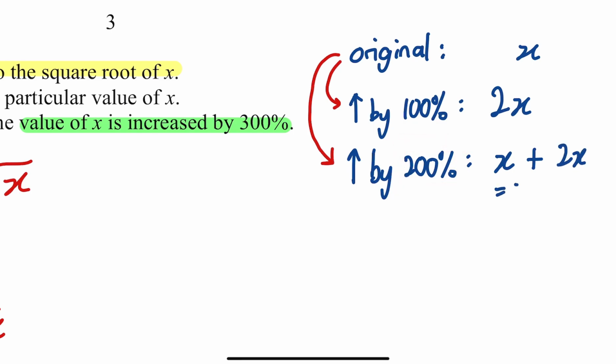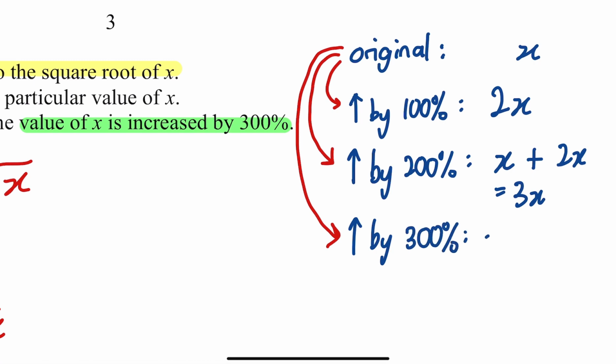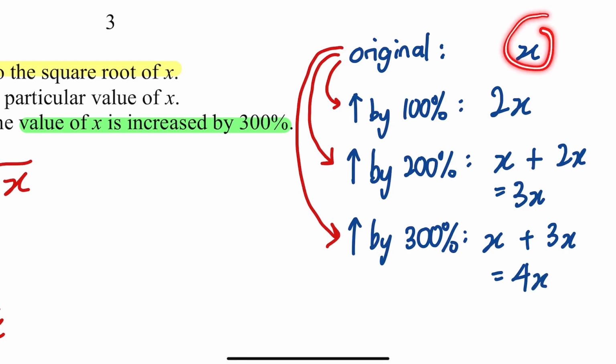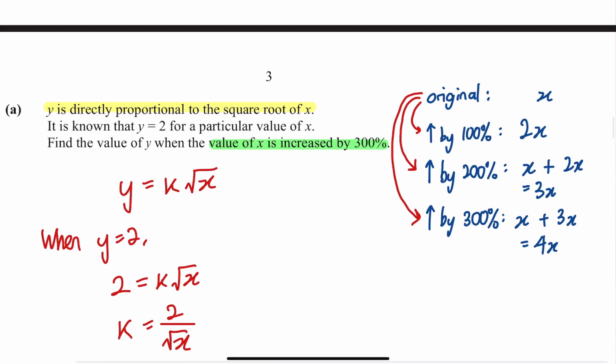This is actually equals to 3x. So I hope you can see, even though the question here says 200%, it doesn't mean this must be 2x. This is actually x plus 2x. So likewise, for this question here, if I'm increasing by 300%, what does it actually mean? It means that my original x here, I increase by 3 times of x, which is x plus 3x. Therefore, I should have 4x now, after I've increased x by 300%. So therefore, now I have 4x.